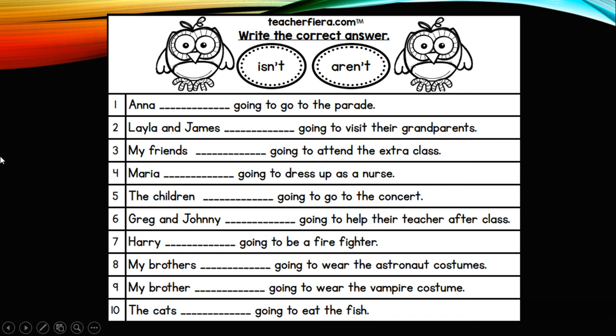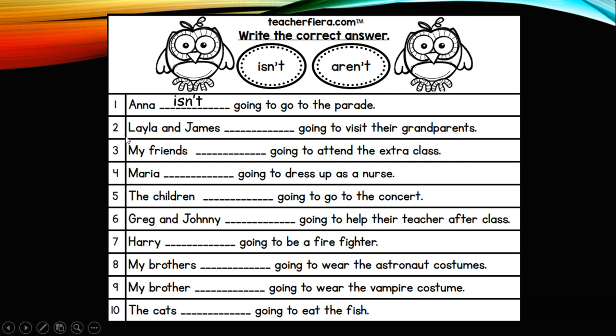Number 1. Okay, write the correct answer. Isn't or aren't. Okay, number 1. Anna blank going to go to the parade. So, what do you think is the answer? Is it isn't or aren't? Look at the subject pronouns here. It's Anna, right? Only one person. So we should use isn't.